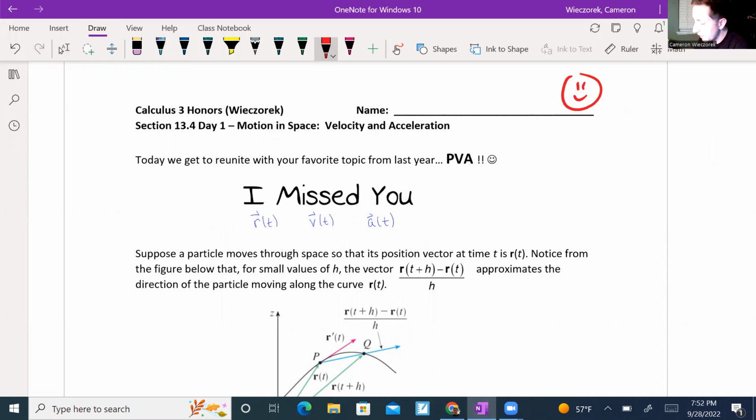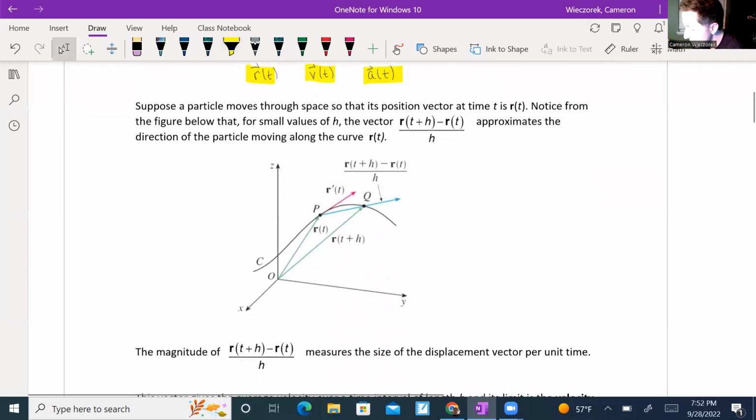All right, so we're going to kind of reunite with some old friends. We're going to look at position, velocity, and acceleration, but from a vector perspective. So our position vector is going to be r of t, our velocity vector is going to be v of t, and our acceleration is going to be a of t. They are going to have multiple components, typically 2 or 3 for our case. So, some basic definitions.